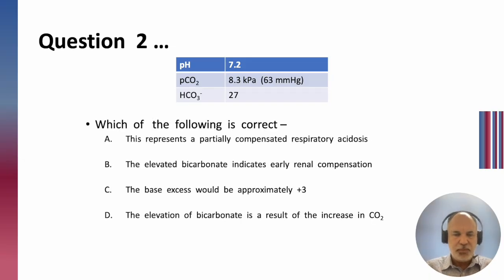A, this represents a partially compensated respiratory acidosis. B, the elevated bicarbonate indicates early renal compensation. C, the base excess would be approximately +3. And D, the elevation of bicarbonate is a result of the increase in CO2.